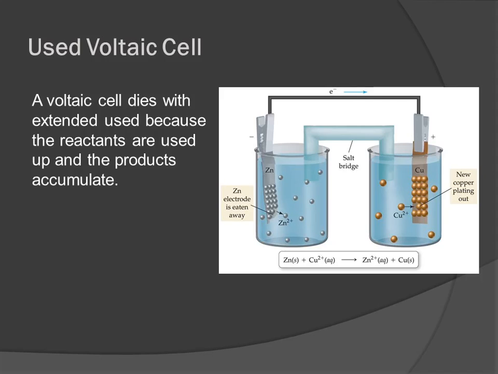Why do batteries wear out? Why don't they just keep generating electricity forever? That'd be awesome, wouldn't it? Well, what happens is, as the reaction continues to occur, we're forming more and more zinc ions here, and this electrode, the anode, is actually being eaten away. And over here, we've got copper ions that are plating onto the copper electrode, the cathode.